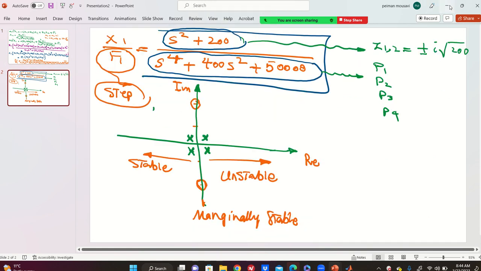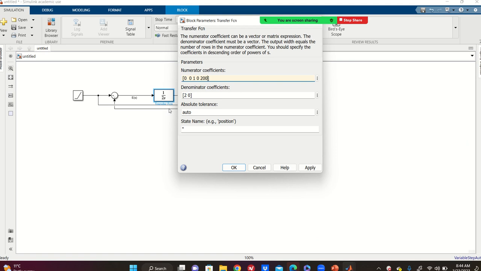200. And the denominator was S to the 4, S cubed, there is no S cubed. What was the coefficient of S squared? And there is no S. And so 50,000, right? So this is S to the 4, S cubed, S squared, S, and constant number.